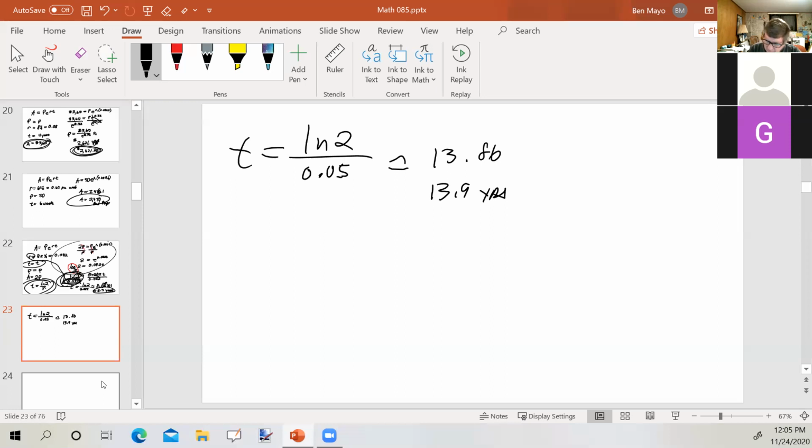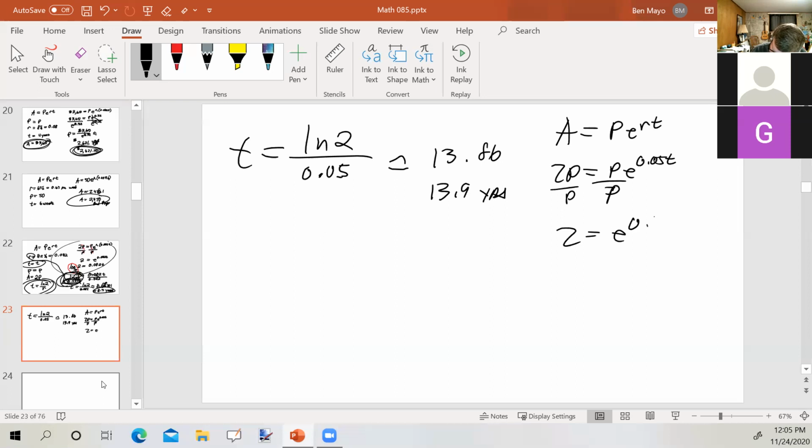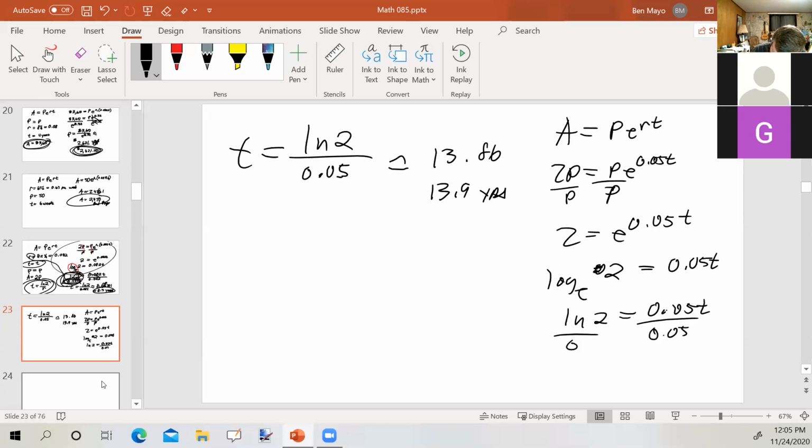Now, I did that the short way. If I were going to do it the long way, it would look like this. We'd have, let's see, doubling it, so we'd have 2P equals P e to the 0.05 times t. We would divide both sides by P. 2 equals e to the 0.05 times t. We'd change it into a logarithmic equation. So we get the natural log of 2 equals 0.05t, divide by 0.05, t equals, you see what I'm saying?